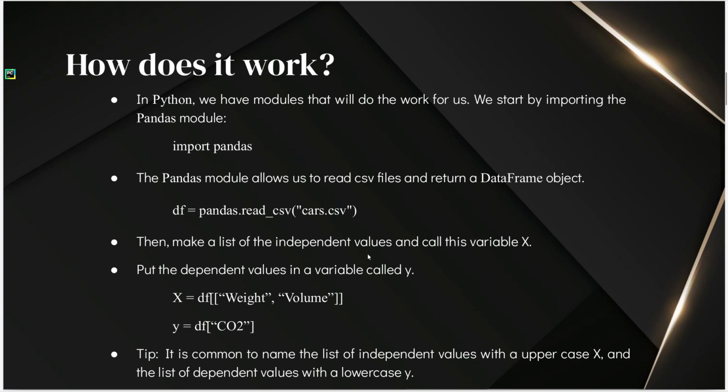Then you make a list of the independent values and call this variable X. You can call it the feature vector if you want to actually dive deep into machine learning. And the dependent values go in a variable called y, the response vector. So the independent values are weight and volume, and the dependent values are the CO2 emissions. It is a convention almost to list the feature vector, or the list of independent values, with an uppercase X and the list of dependent values with a lowercase y.